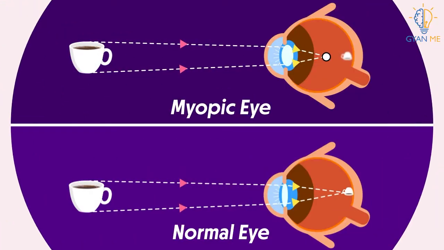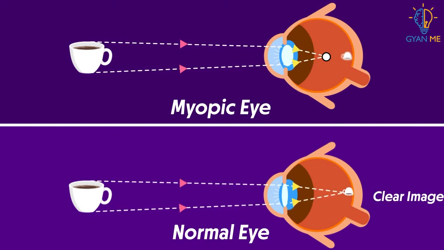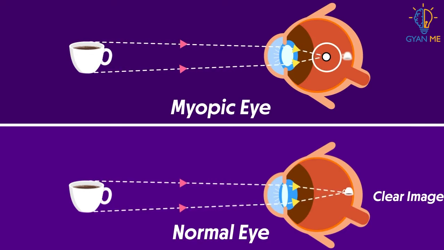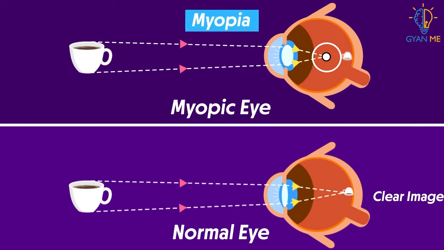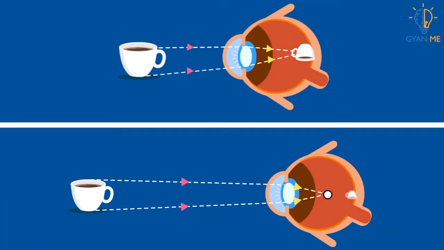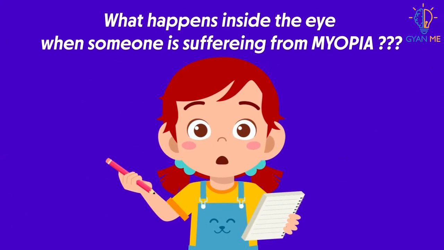Sometimes the lens cannot become thinner as required to form a clear image of a distant object on the retina. So the image is formed in front of the retina, that is, before the retina. This defect arising in the eye is called myopia or nearsightedness. People with this defect can see nearby objects clearly, but distant objects appear blurry to them. Let's understand this in detail. What happens inside the eye when someone is suffering from this defect?